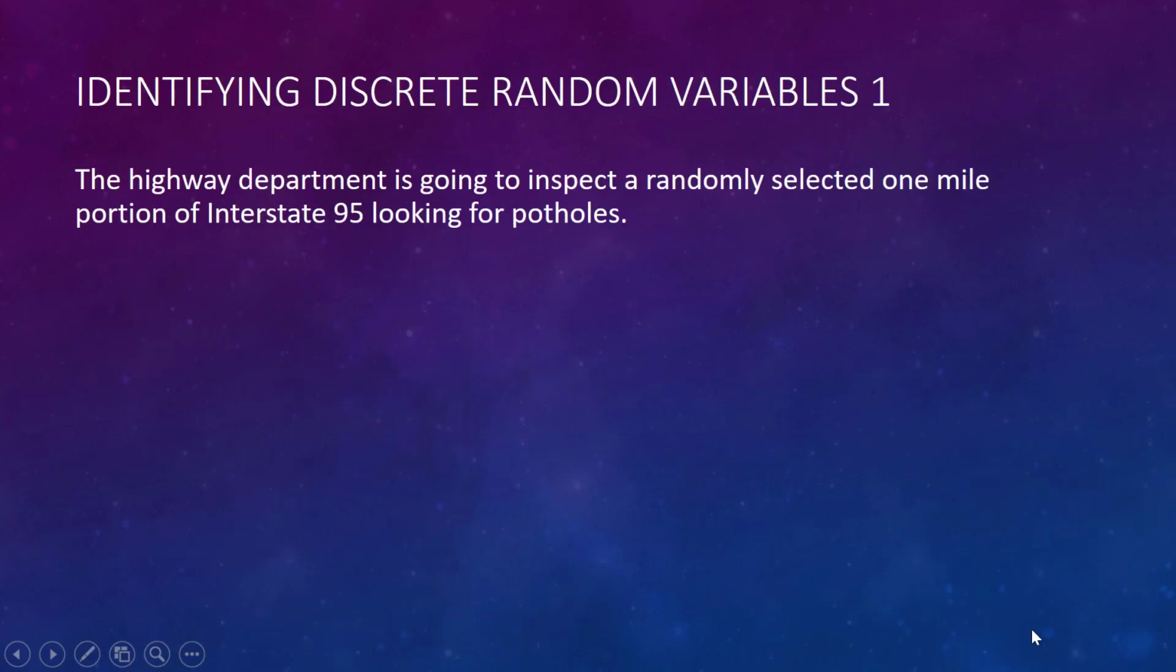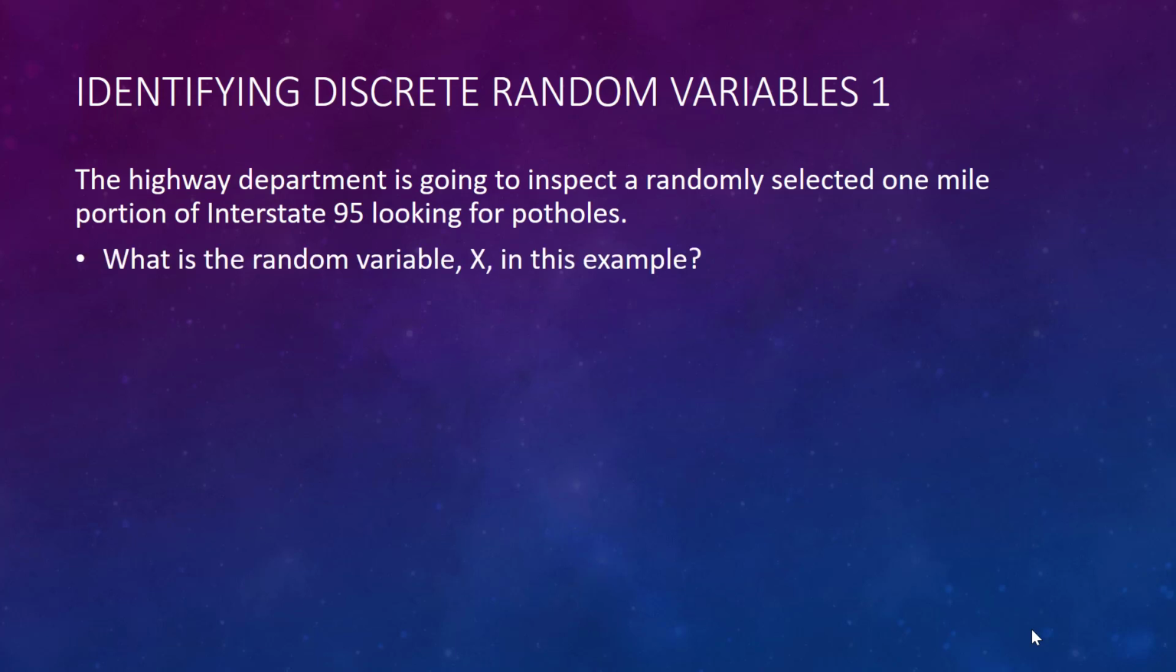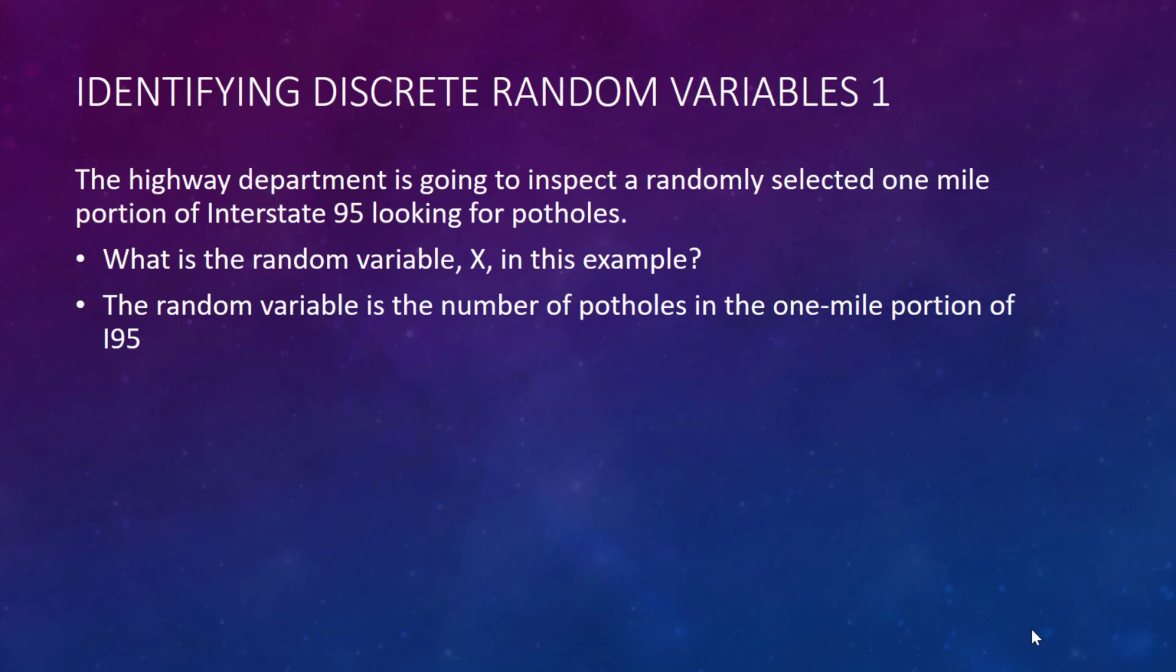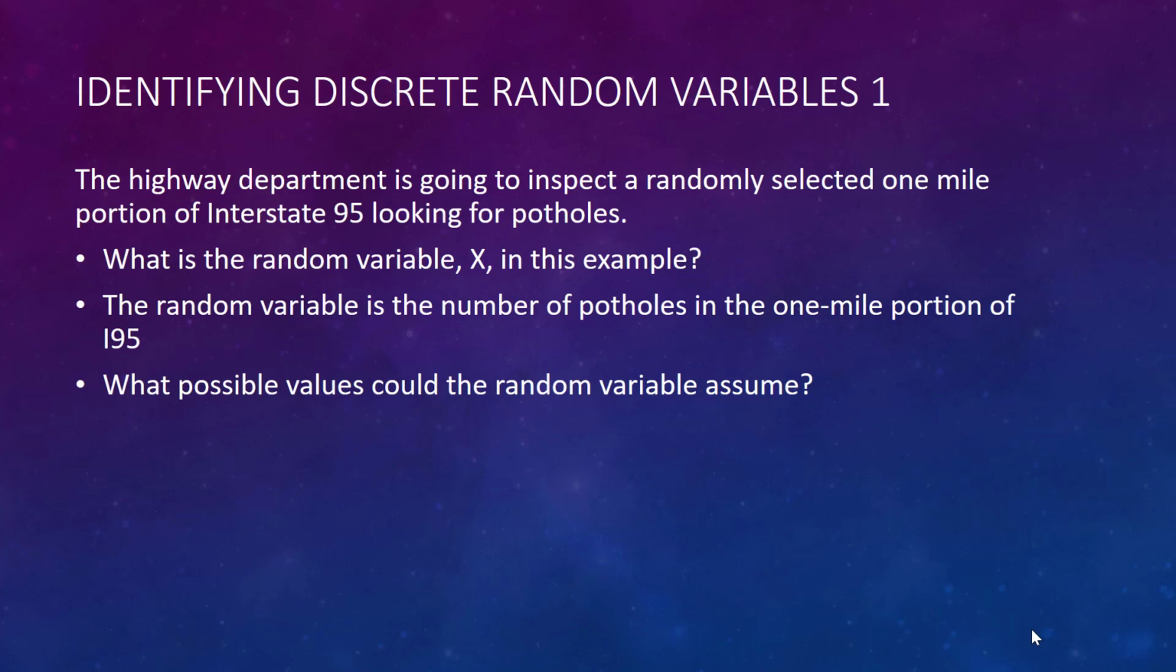Identifying discrete random variables 1. The Highway Department is going to inspect a randomly selected 1-mile portion of Interstate 95 looking for potholes. What is the random variable x in this example? Pause this video, write down your answer, and then unpause it. The random variable is the number of potholes found in the 1-mile portion of I-95. What are the possible values that the random variable could assume?